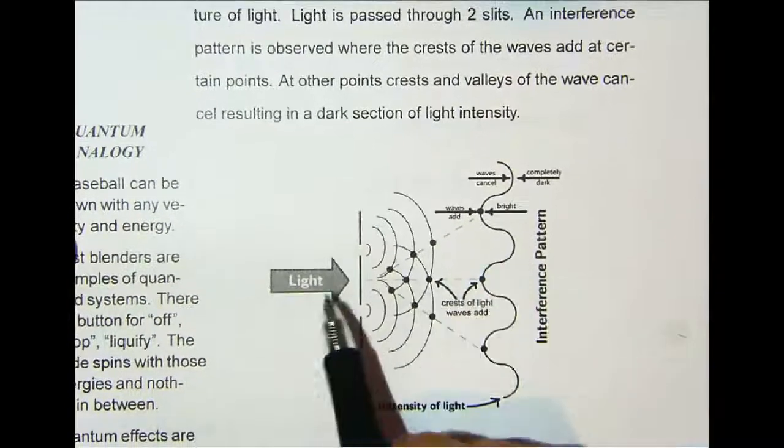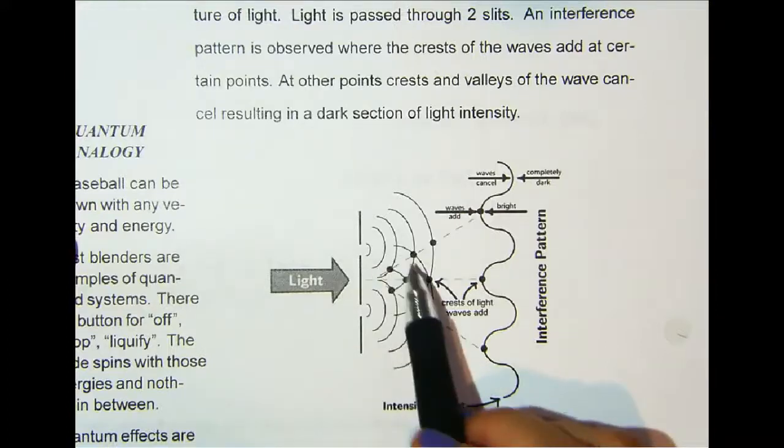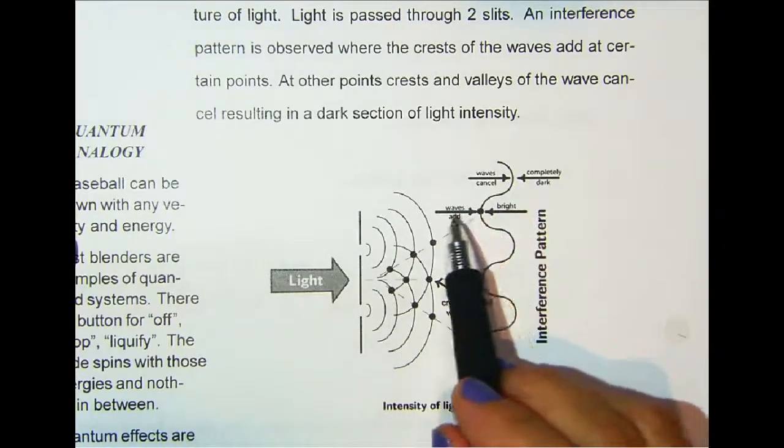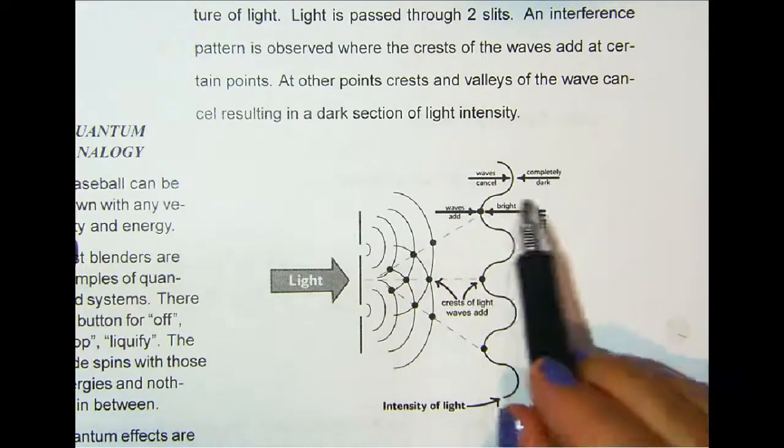And so here's your light going through two slits, and then they have an interference pattern that's going to give you bright bands of light and then dark bands of light.